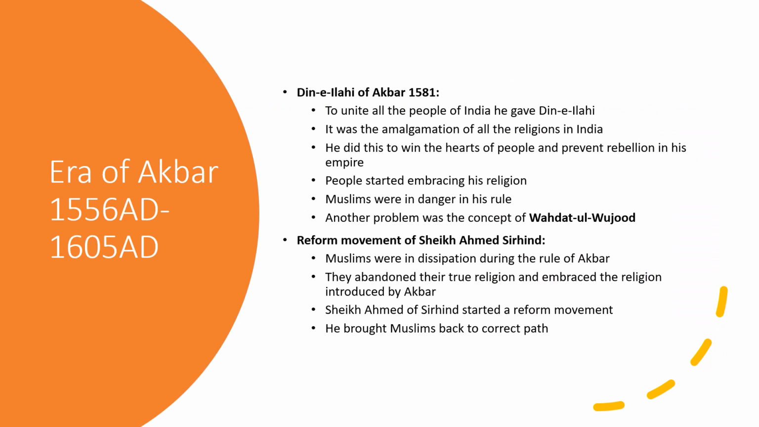So we have studied in the previous slide that Akbar adopted a reconciliatory policy towards the non-Muslims of India to unite all the people of India, to consolidate and strengthen his rule, and to prevent any rebellion in his empire. To do so, he took many severe measures, and the most severe measure was the introduction of Deen-e-Ilahi of Akbar in 1581. Here we would study the Deen-e-Ilahi of Akbar.